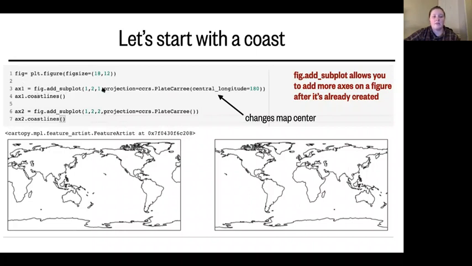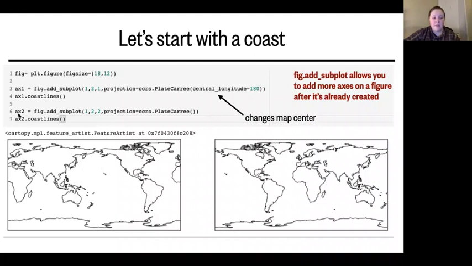So we add our axes, and we give it the projection of PlateCarree. And this one, we give it the argument of central_longitude equals 180. And what that does is it makes the center of the map at 180 here. Then we put our coastlines and it looks like this.